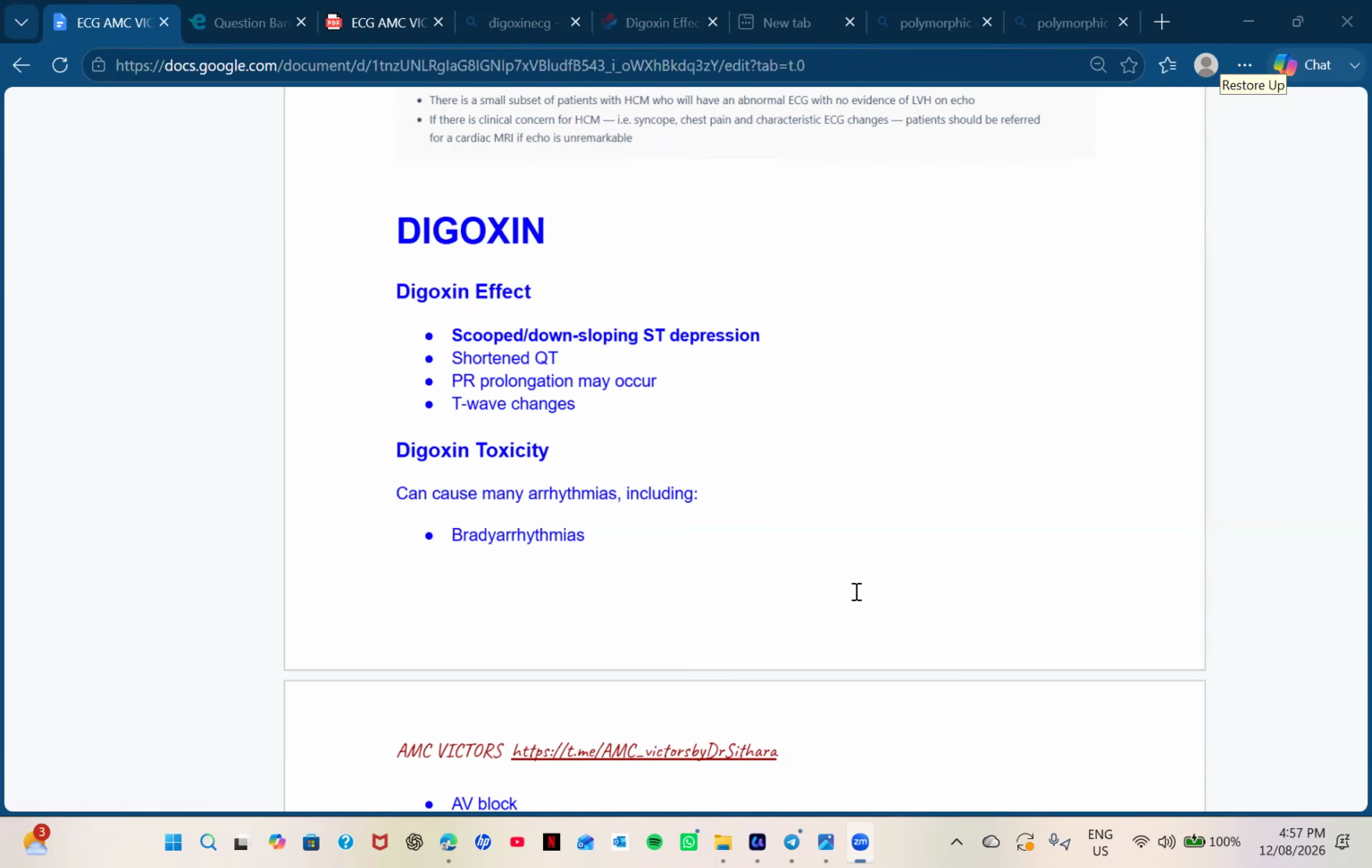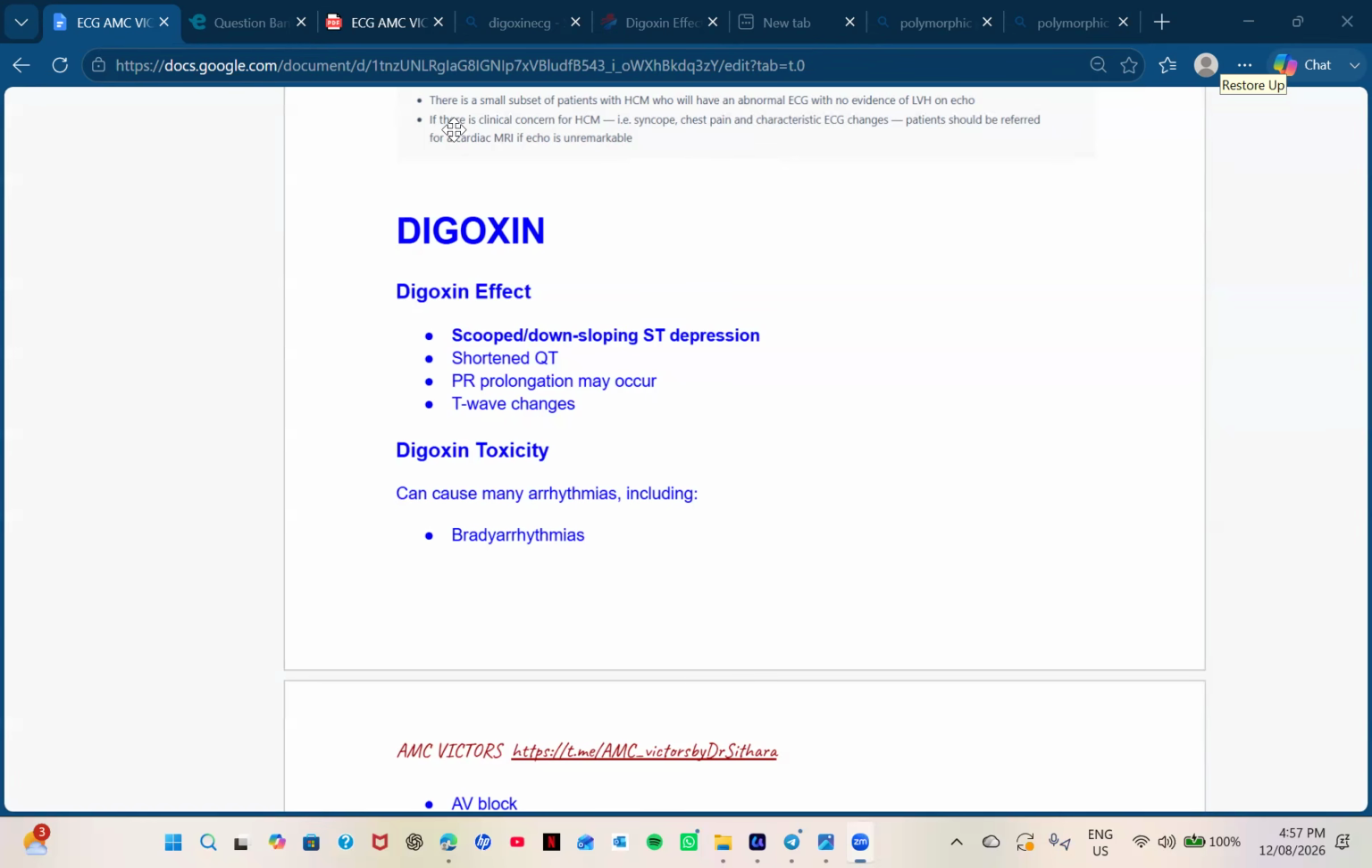Tell me, why do we have digoxin effect and toxicity? Digoxin effect means the patients who are taking digoxin at their therapeutic level as medication can have this digoxin effect. Is it toxicity? In digoxin effect, is there a toxicity present or not?